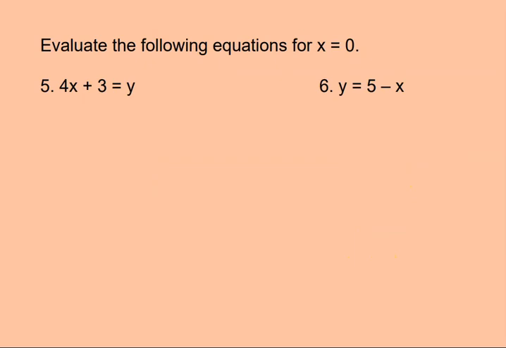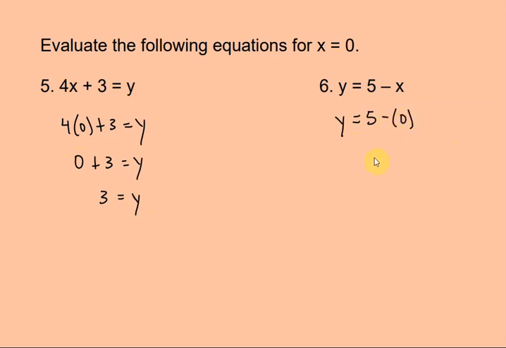All right, these last two examples have us evaluating the equations for x equals 0.4, and I'm replacing the x with 0.4 plus 3 equals y. Well, 4 times 0 is 0, and 0 plus 3 is 3. So 3 equals y. And in the last example, we have y is equal to 5 minus 0. Well, 5 minus 0 is just 5. And that's how we evaluate equations.